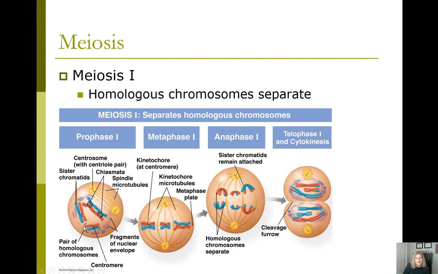Now, notice how they're hanging out together. That's one key difference between mitosis and meiosis part 1. The homologous chromosomes are hanging out together. And because they're hanging out together, we have the possibility of something called crossing over occurring. So let me just take this picture and blow it up for you.